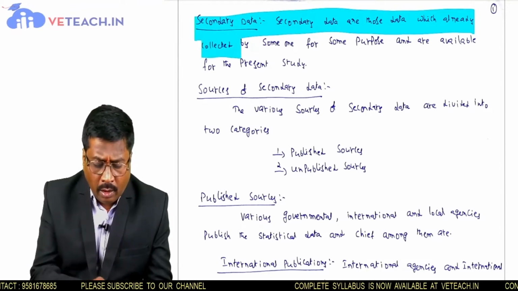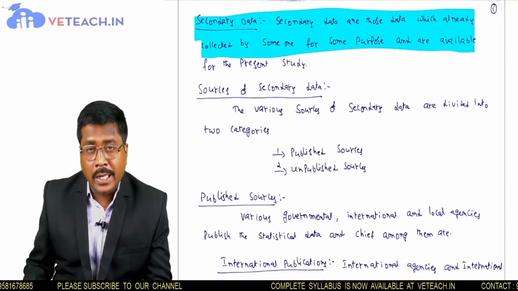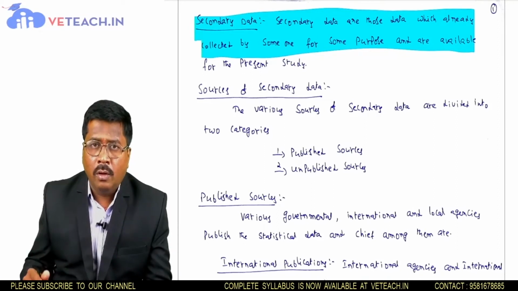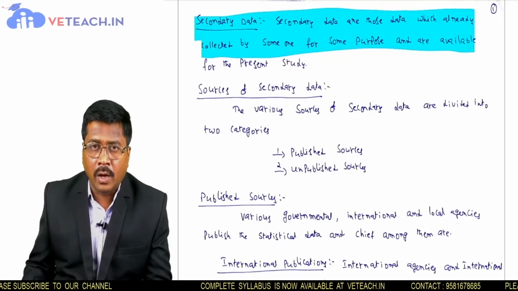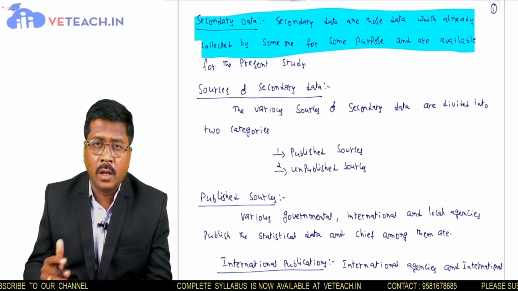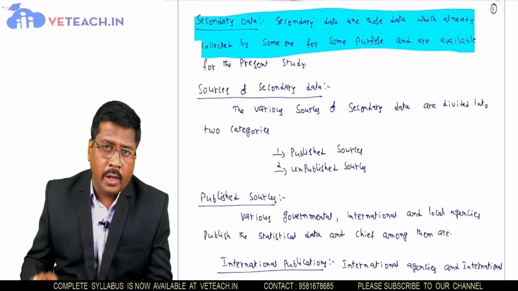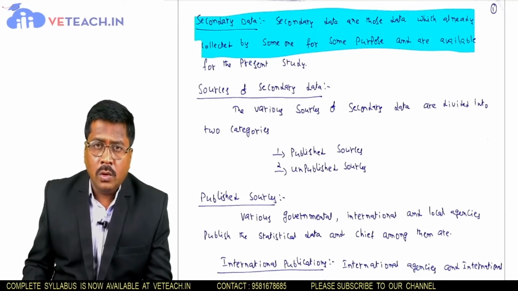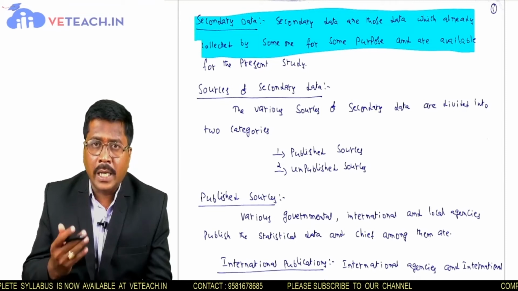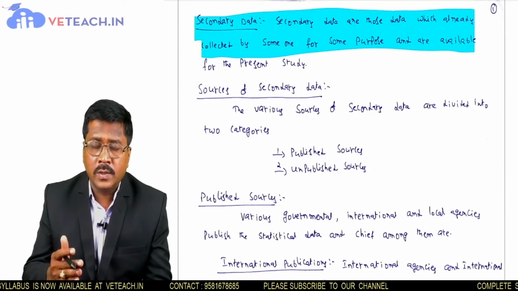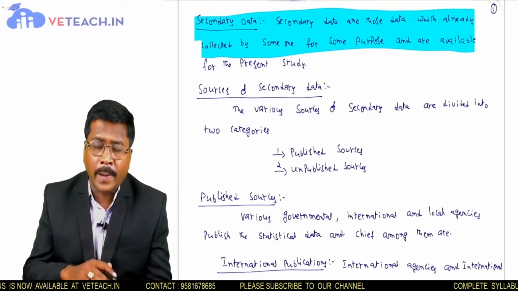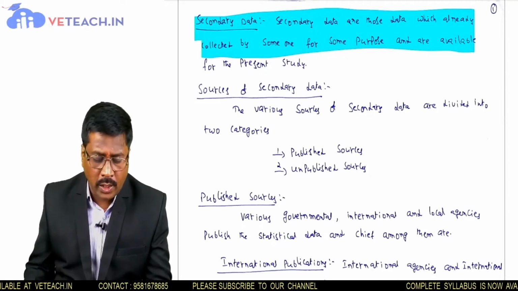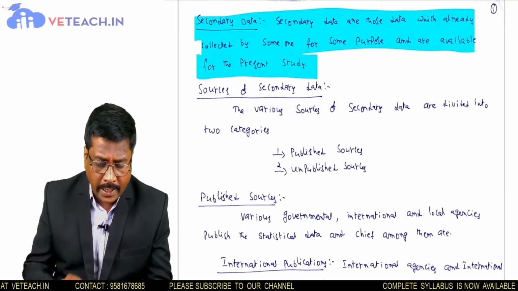Secondary data are data which have already been collected for some purpose, for example, how many people are in our Andhra Pradesh and how many people are in India. Like that, census information is gathered. The data is collected and made available. It was collected for some other purpose, but we can utilize it for our study. That is called secondary data.